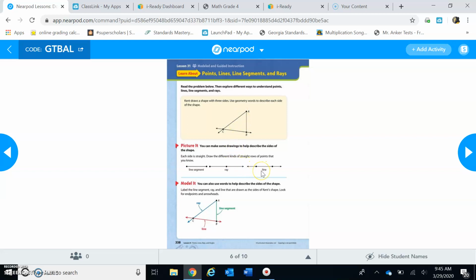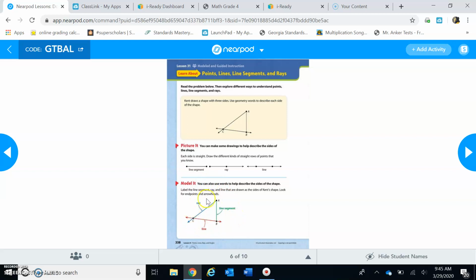Now, let's look for the line. Let's look for the line in this picture. We know that a line has an arrow on each end, which means that line can continue to keep going on and on and on. So let's see if we can find a line in this shape. Let's see. I found it. Line CB. As you can see, this line has an arrow on each end, which means it's going to continue to keep going on and on and on.